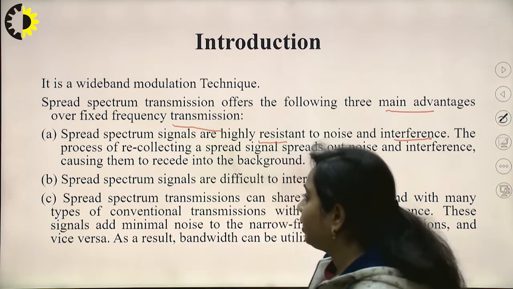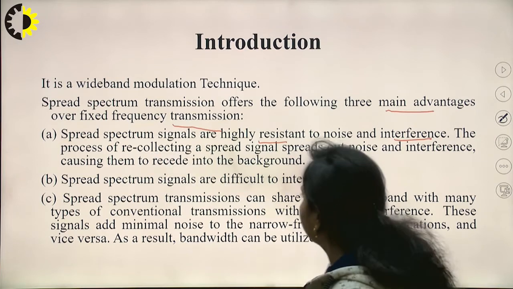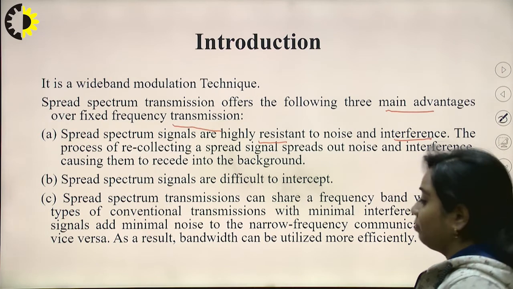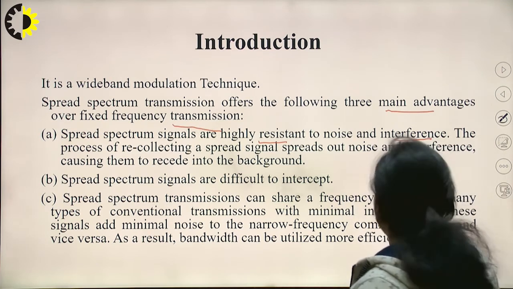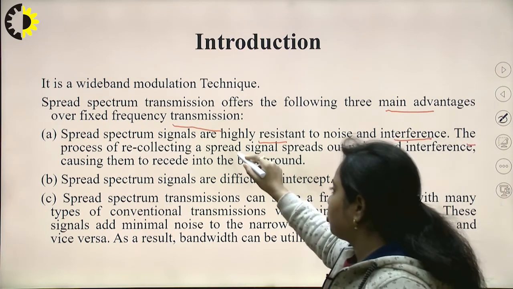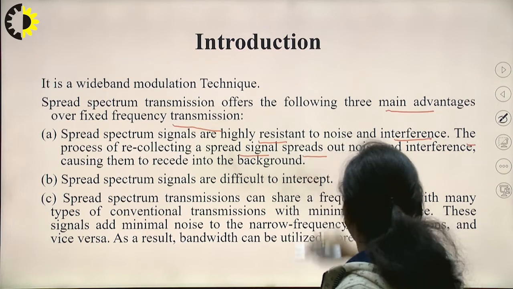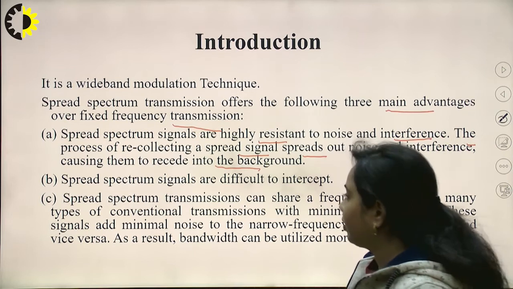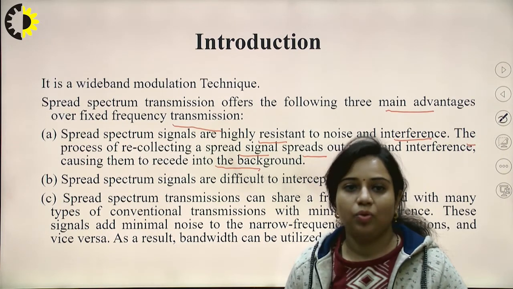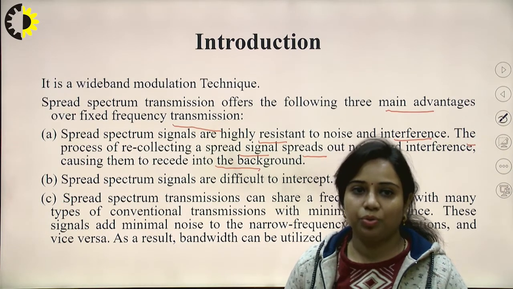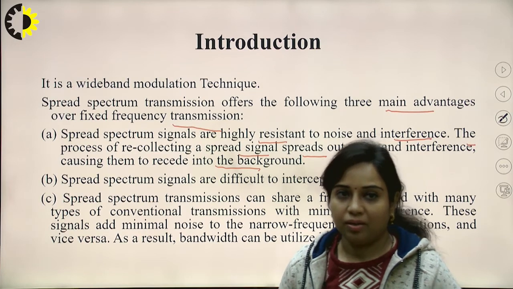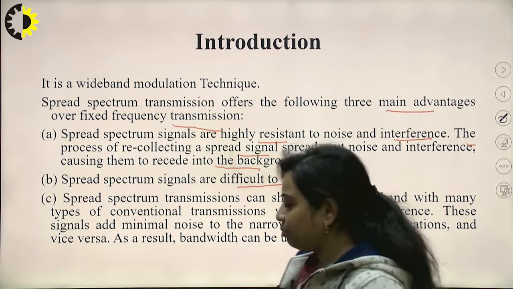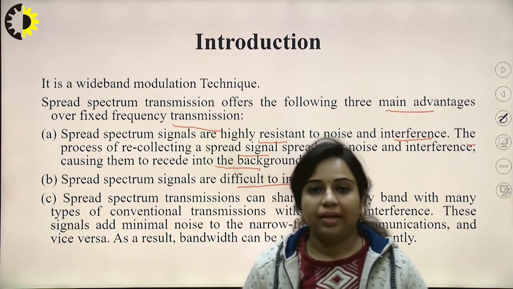So the main advantage of SS modulation is that it is highly resistant to noise and less affected by interference. The process of recollecting the signal spreads out noise and interference, causing them to recede into the background. So whatever noise affects the signal is pushed back into the background. Also, SS signals are difficult to intercept, which means it is a highly coded language.